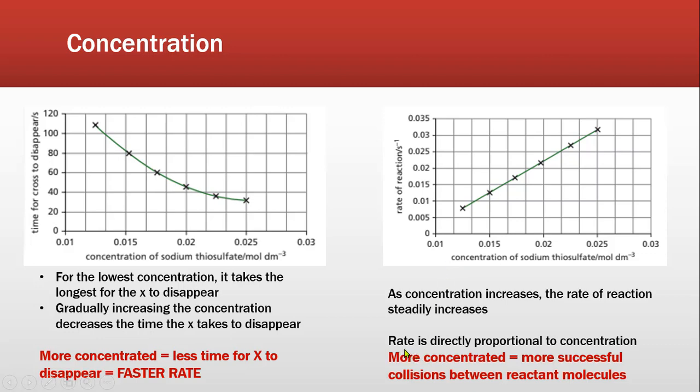Okay? Rate is directly proportional to the concentration. So whenever you see a straight line, that means your variables are directly proportional to each other. In this case, it's rate and concentration. Again, the more concentrated something is, the more successful collisions will take place between reactant molecules.